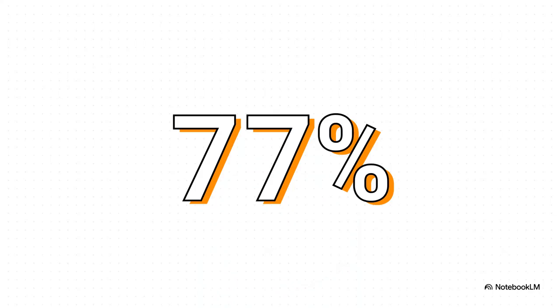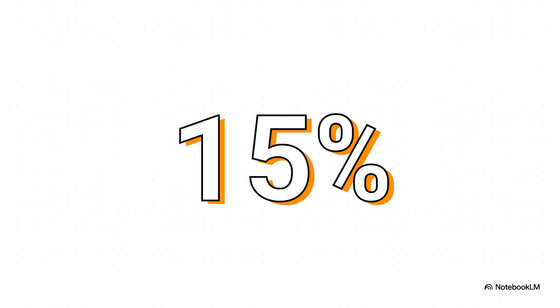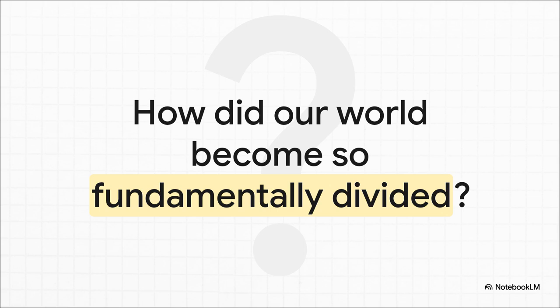So, let's kick things off with a couple of numbers. First up, 77%. That's the share of the entire world's population that lives in what we call the global south. Just let that number sink in for a second. Okay, now for the second number, just 15%. That's the tiny slice of global income that massive majority of people actually holds. The difference between those two numbers? It's just staggering, right? So how did we get here?